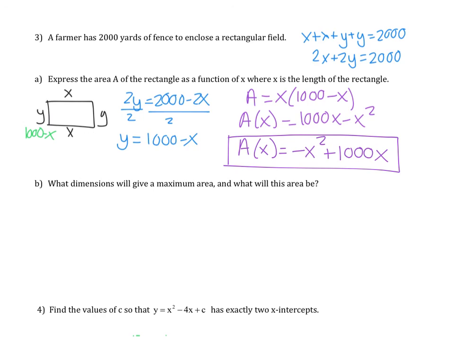Part B of the question asks what dimensions will give maximum area and what will this area be. So now again, we're seeing that keyword maximum or minimum. This one will have a maximum because it opens down. Parabolas that open down have a max. So again, I'm going to do my x equals negative b over 2a formula.